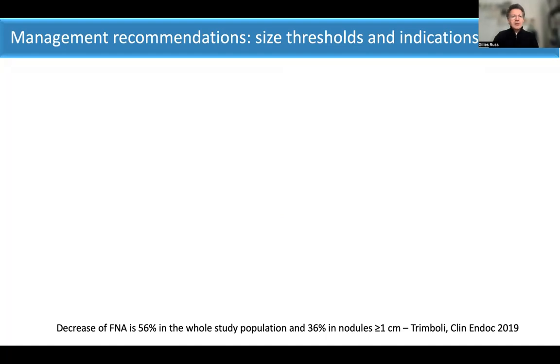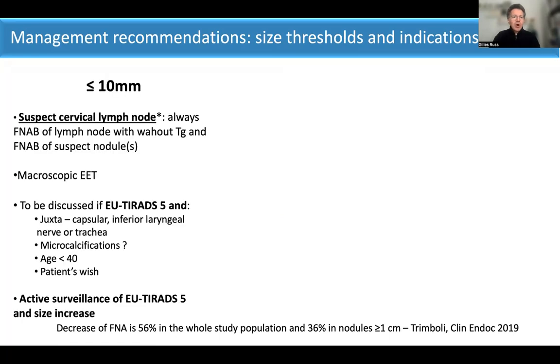So let's turn now to the fourth part of the ETA guidelines, which are management recommendations. They depend on size thresholds and, of course, the score of a nodule. So under 10 millimeters, you will always perform an FNA if there is a suspect cervical lymph node, and then you will perform the FNA of the lymph node with a washout TG and the FNAB of a suspect nodule or more suspect nodules. I advise you to do so with a suspicion of macroscopic extrathyroidal extension.